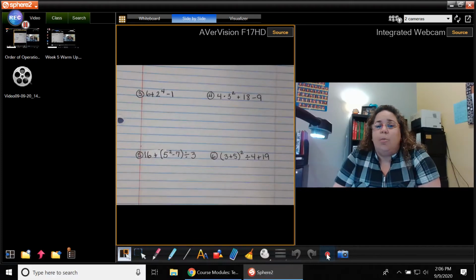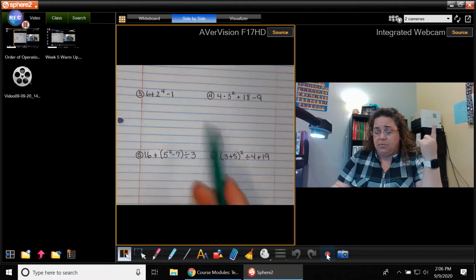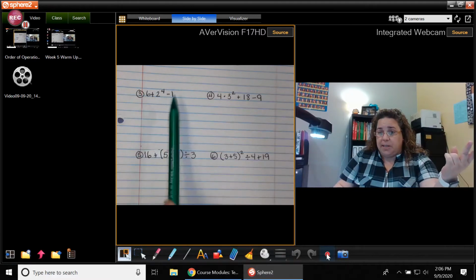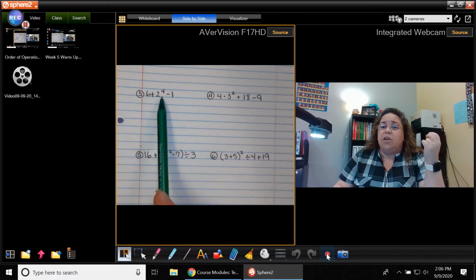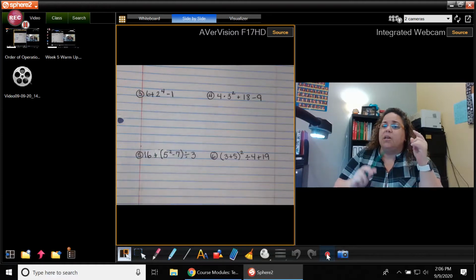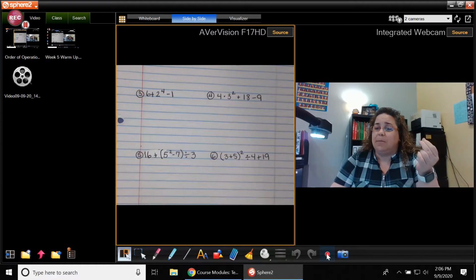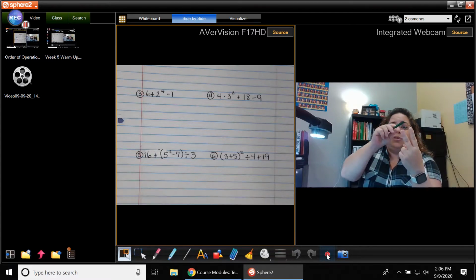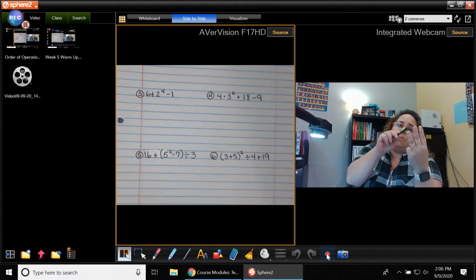I have 6 plus 2 to the 4th power minus 1. Okay, so order of operations says parentheses first. No parentheses. Exponents next. I do have exponents. So I have to figure out what is 2 to the 4th power first. That's my first job. Remember, 2 to the 4th power is the same thing as saying 2 times 2 times 2 times 2. Right? So I need to do it with 4 2's. So 2 times 2 is 4. Times 2 is 8. Times 2 is 16.